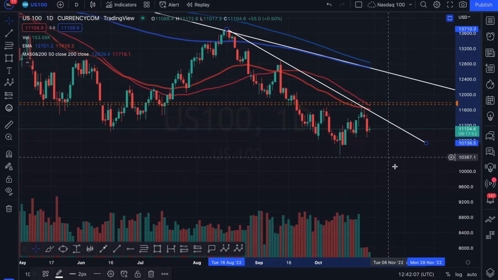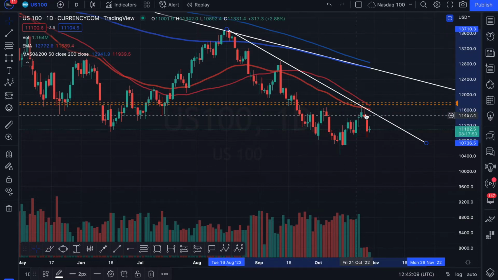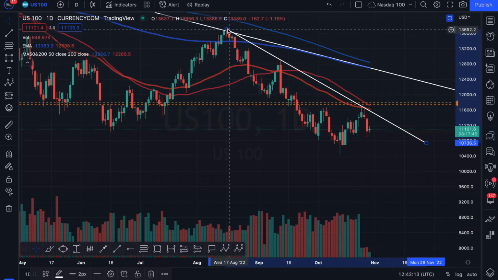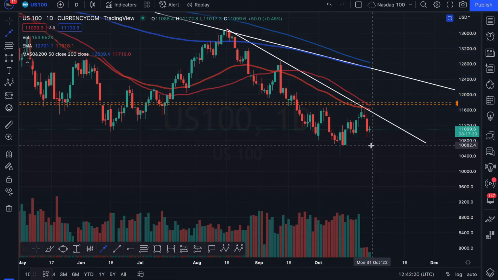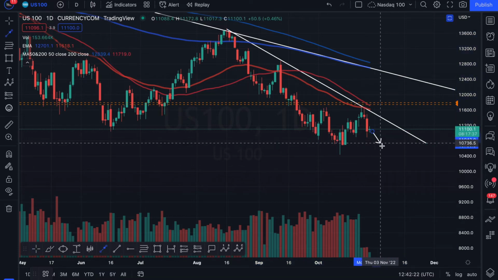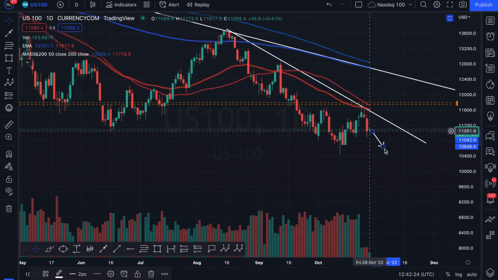But the Nasdaq100 is in a slight dilemma now, because we got rejected yesterday clearly at that 50-day EMA moving average. And of course, we're still in this downtrend that we've been trading in since August 16th. So that should indicate that the market goes down, perhaps to test the lows here, down around 10,500. So I would not be surprised to see this market continue its bearish trend.